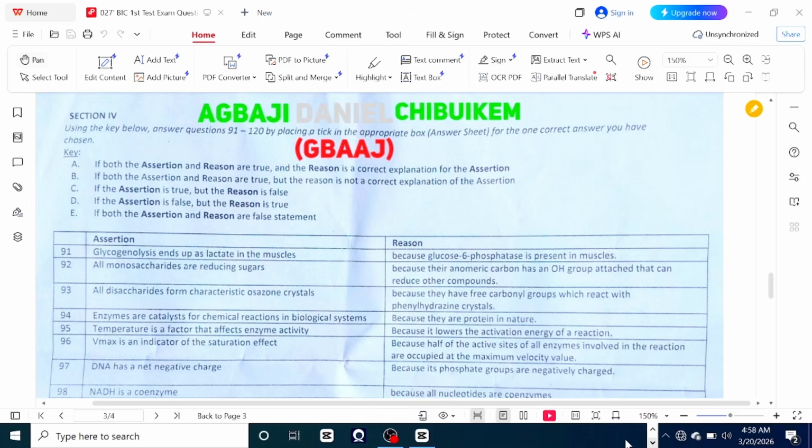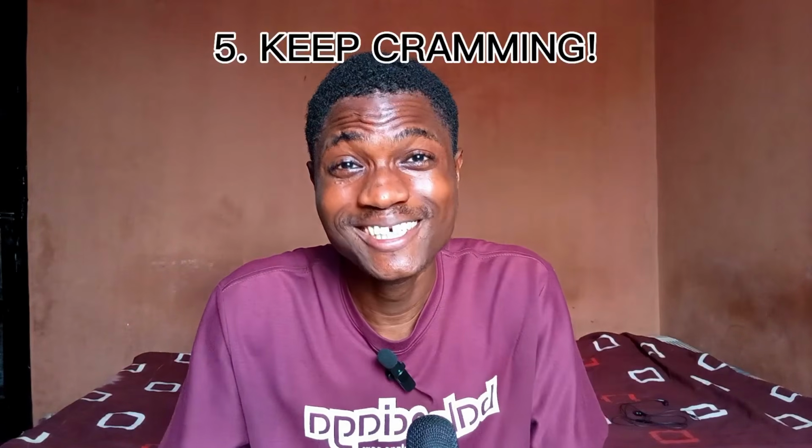So that is just the basic point I'm trying to make here, that you should check your past questions in terms of biochemistry. Check past questions, check the patterns. The last but not the least point I'm going to be giving you now is keep cramming. Just keep cramming. That is basically the thing, because some of the stuff in biochemistry does not make sense. So what I've been saying is you should understand your pathway before cramming it. You understand before cramming, but cramming is necessary.